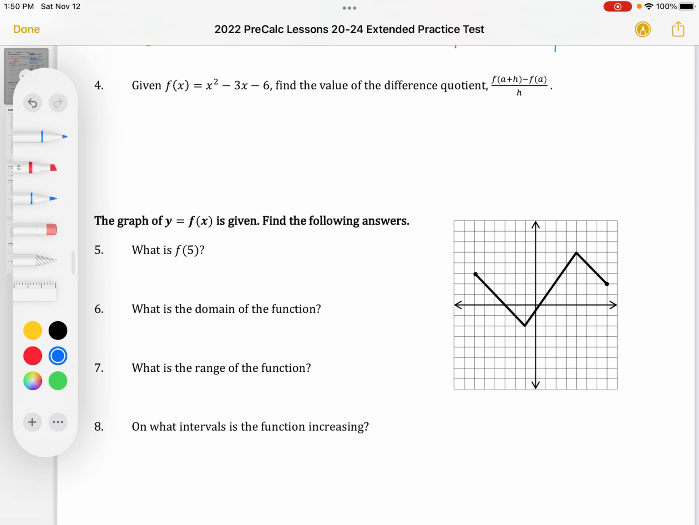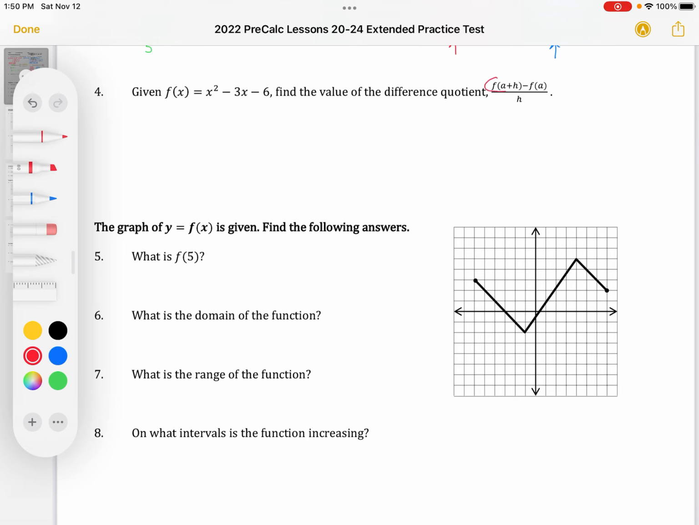Okay, number 4 is going to take some time, so I'm going to do this one in three parts, really. The first thing I'm going to do is, given this function f of x, find what f of a plus h is. So f of a plus h just means that everywhere you see x, you're going to replace it with a plus h. So I have a plus h squared minus 3 times a plus h minus 6.